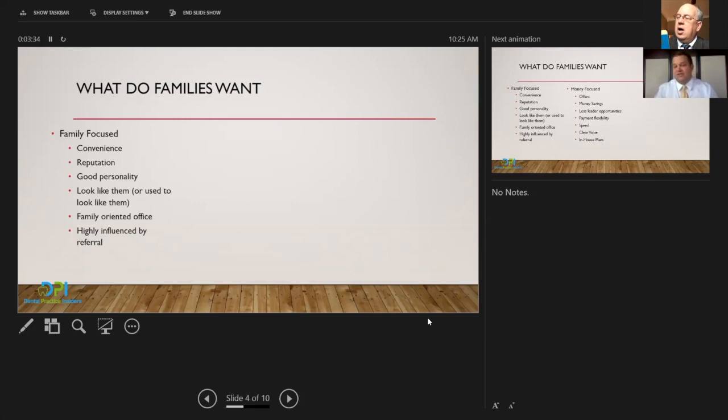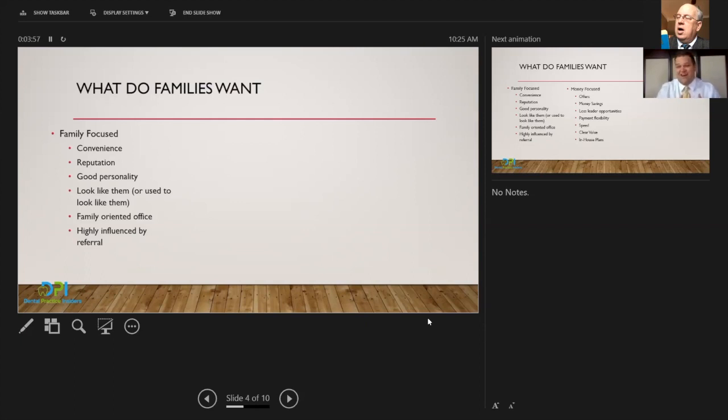They want the office to be family-oriented. They're not going to be comfortable bringing their screamy, snotty-nosed kids into your dental spa. They're just not going to be comfortable doing that. And so you've got to make sure that the office, if you're going after a family-focused psychographic segment, and you have enough of them in your area, that you are creating an environment that they're going to be comfortable in.